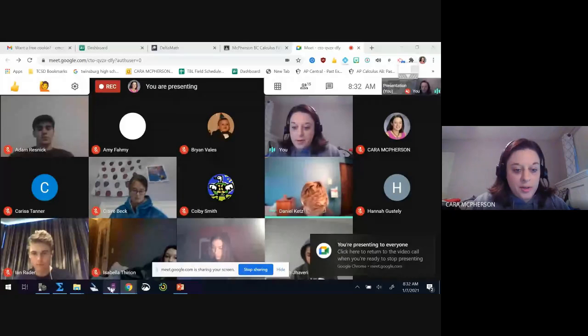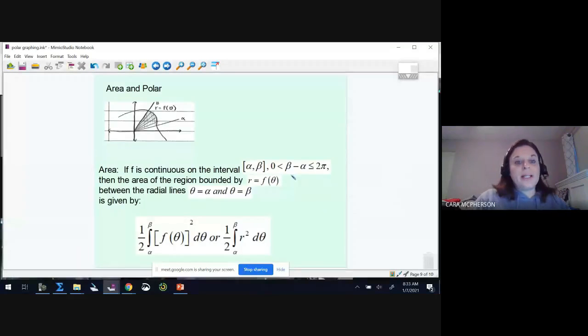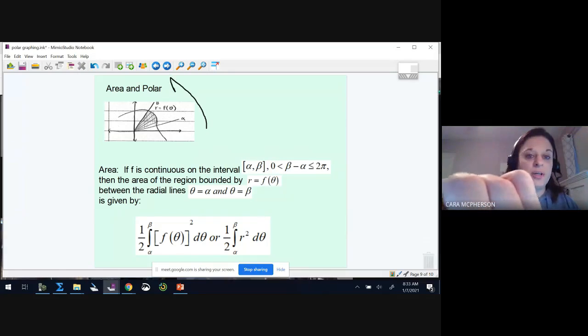So first, I got a lot of screens open that I want to talk about. This was the picture that you guys saw in the video, and it just kind of gives you an idea of how area works in polar. What makes it so different are the boundaries. Instead of thinking left to right or bottom to top, we actually think of it as rotating like hands of a clock. Again, we're rotating in a counterclockwise direction.